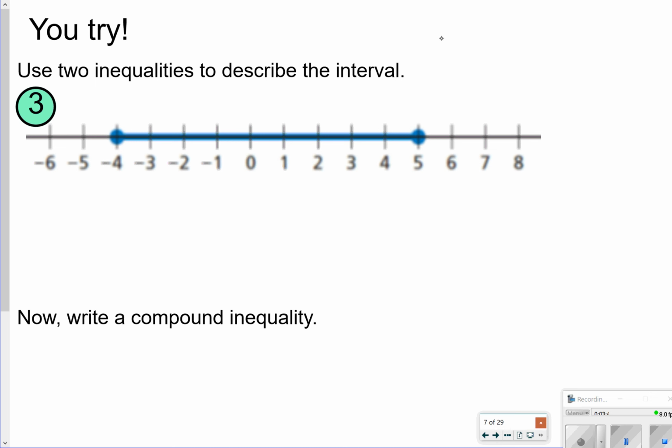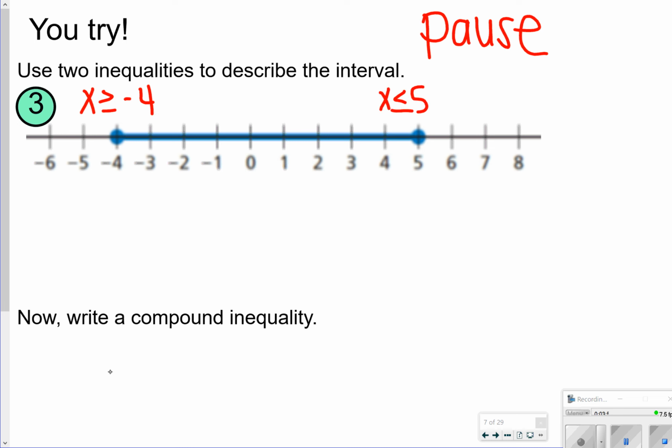Here's another one, so go ahead and pause the video here so you can try number 3, and once you're done, click play to see your answer. Okay, so the first one will have x is greater than or equal to -4, and this one is x is less than or equal to 5. So to write my compound inequality, I have -4, x, and 5. x will still be eaten by the alligator, I'm just flipping that around, and then x is less than or equal to 5. 5 still has an alligator eating that one.